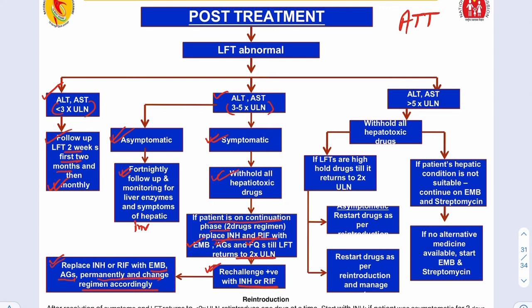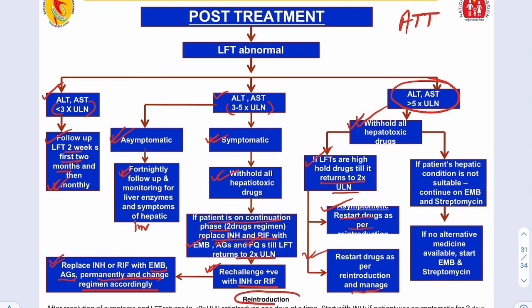Now, if ALT or AST is more than 5 times the upper limit of normal, then what do we need to do? Again, we need to withhold all the hepatotoxic drugs. If LFT are high, hold drugs till it returns to 2 times the upper limit of normal. Okay. Then, if the patient becomes asymptomatic, restart the drugs, okay, as per the reintroduction. Restart the drug as per reintroduction and do the management.